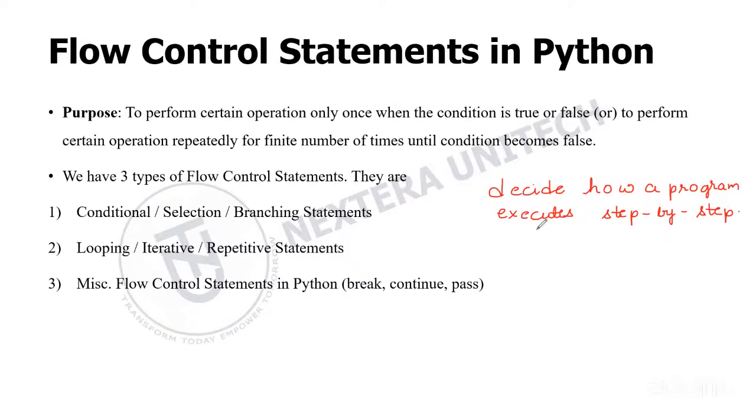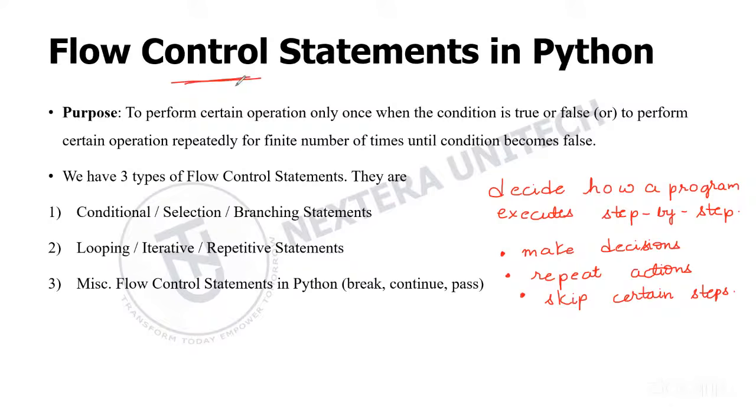Normally, a program will run line by line from top to bottom, right? But sometimes we want the program to make decisions, repeat actions, and skip certain steps. Sometimes we want our programs to make certain decisions and we want them to repeat the same action again and again. And also we want to skip certain steps. So this is exactly where flow control statements come into the picture.